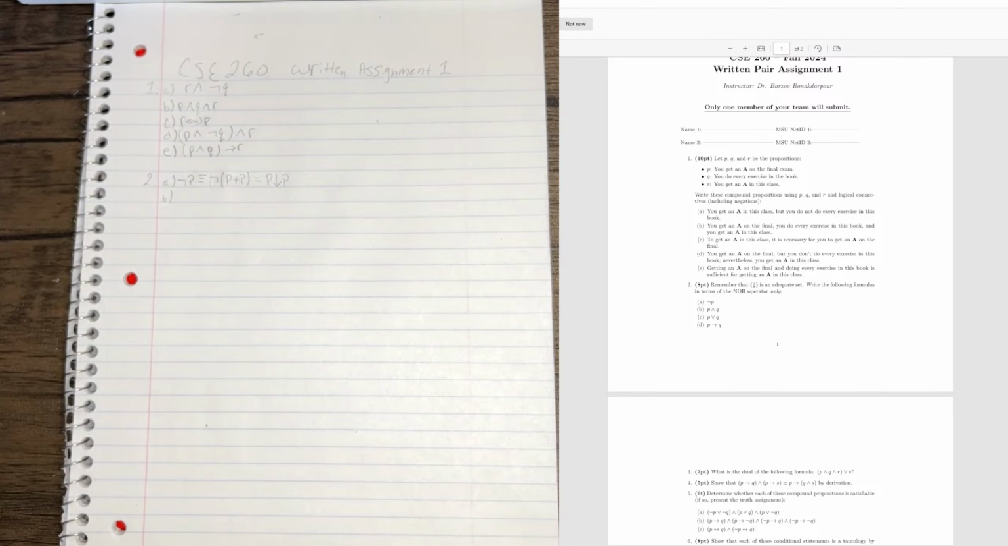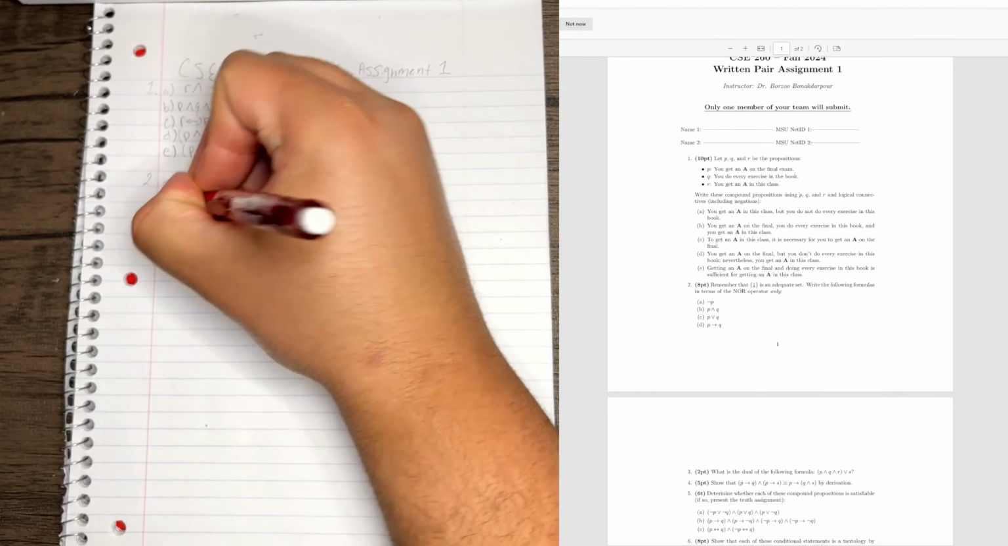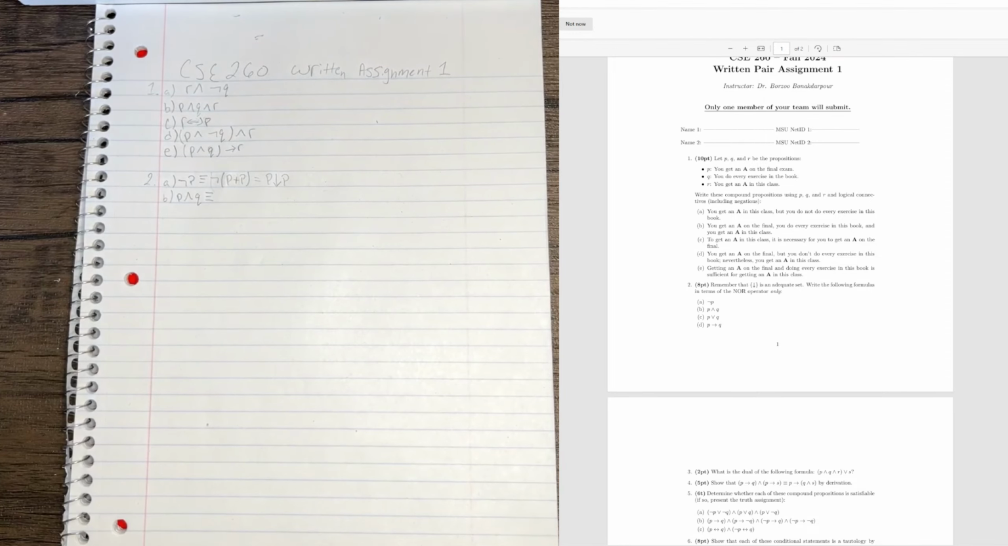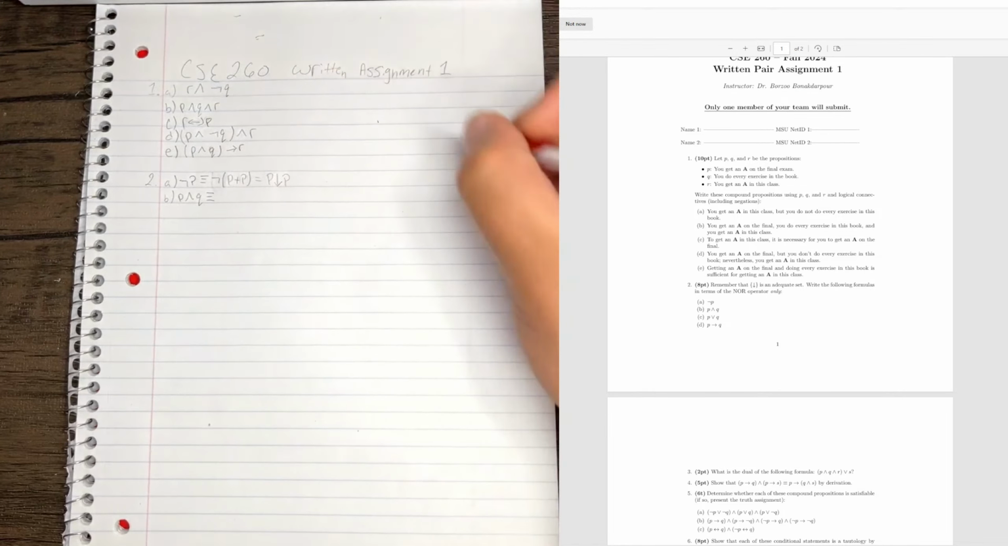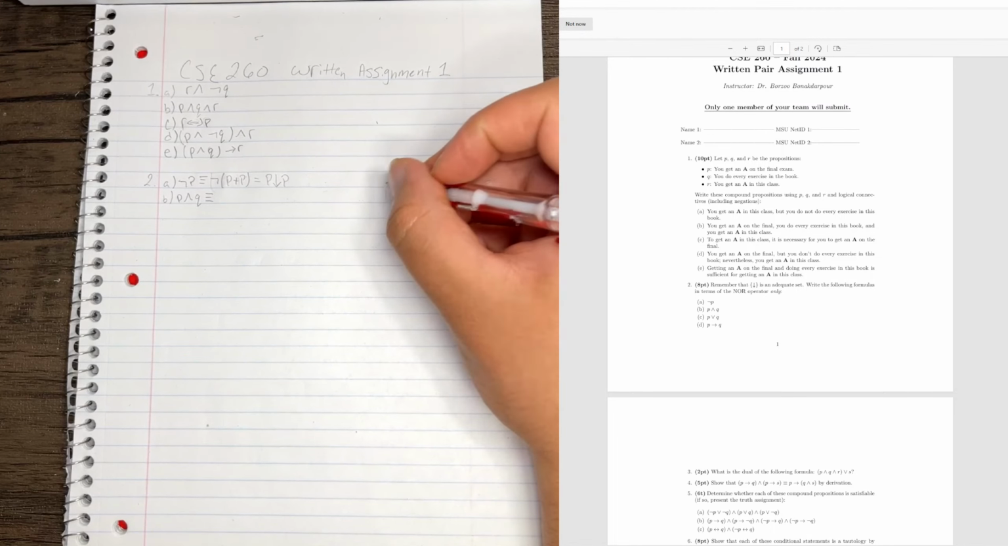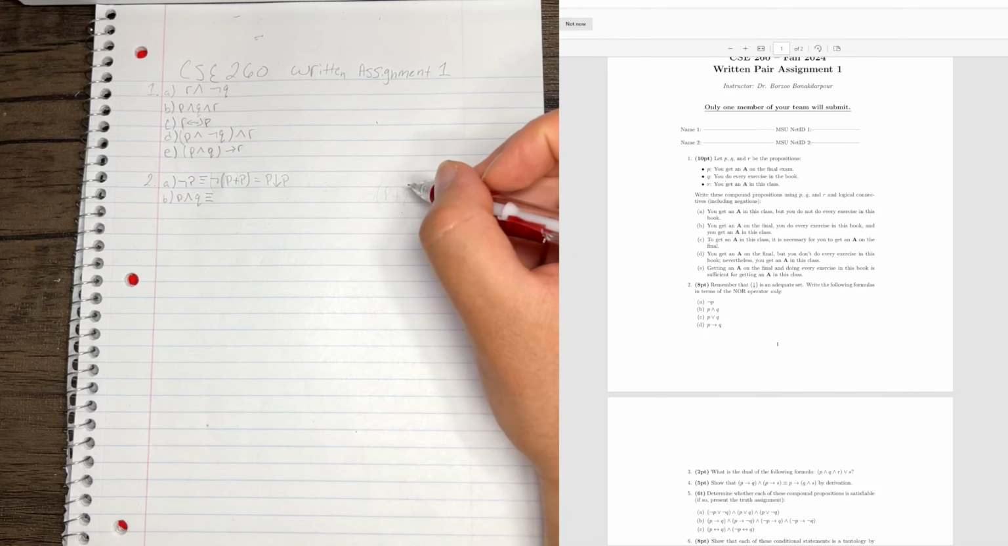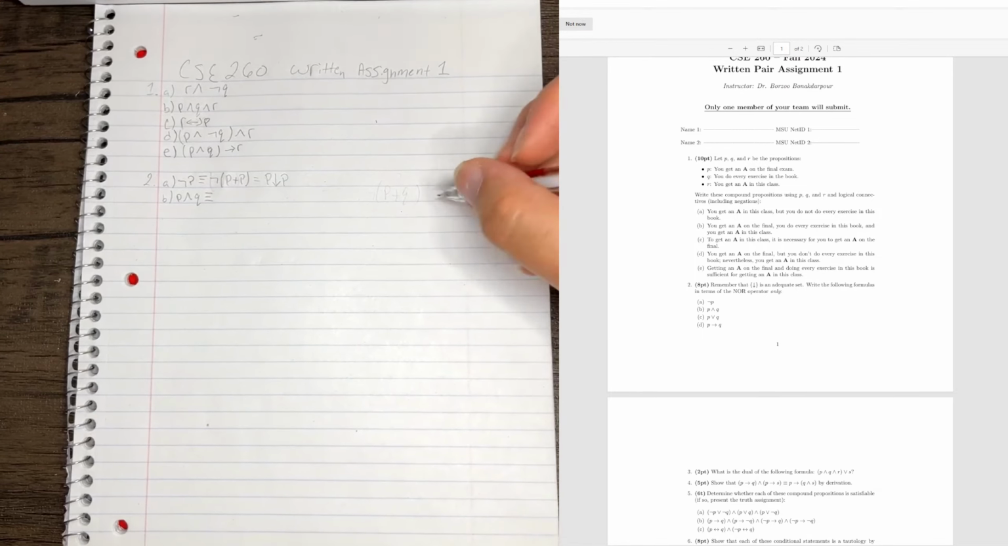B. Okay. We have P and Q, which would be equivalent to P and Q. So you need P and Q. That could be equivalent to, we have P or Q, not, we have to not the gate for sure. This is equivalent to the NOR gate.